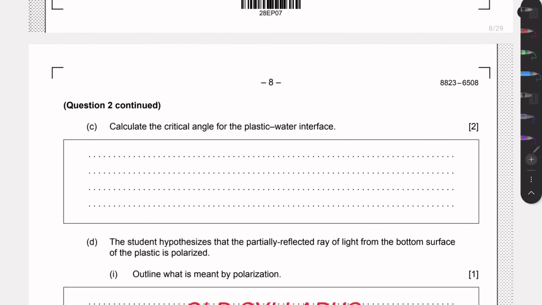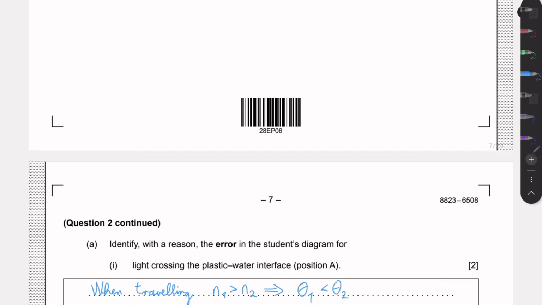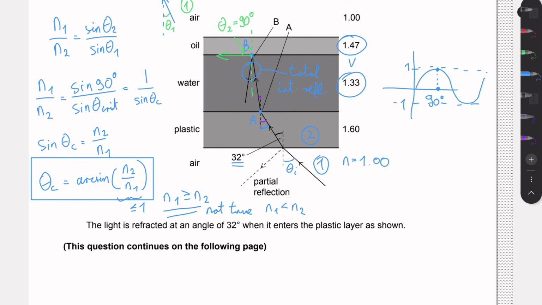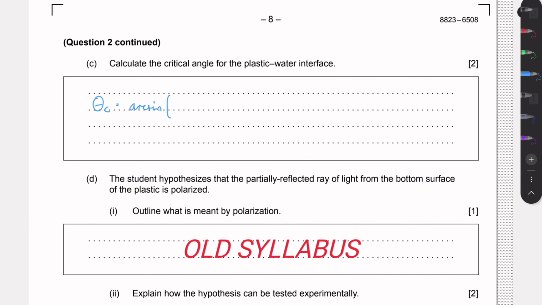So if we just apply this formula, then we will see that this is just the arc sine of, let's see what the materials are. So N2 is going to be 1.33, N1 is going to be 1.66, as those are the first and second materials. And as you can see here, we're going to have a number smaller than 1. So this is indeed possible here. And our calculator will give us that this angle is approximately 56 degrees.